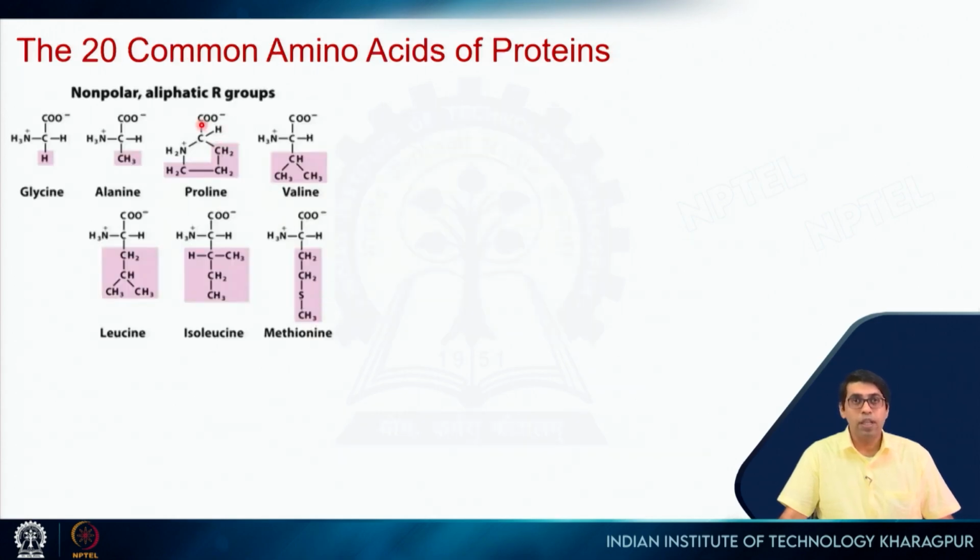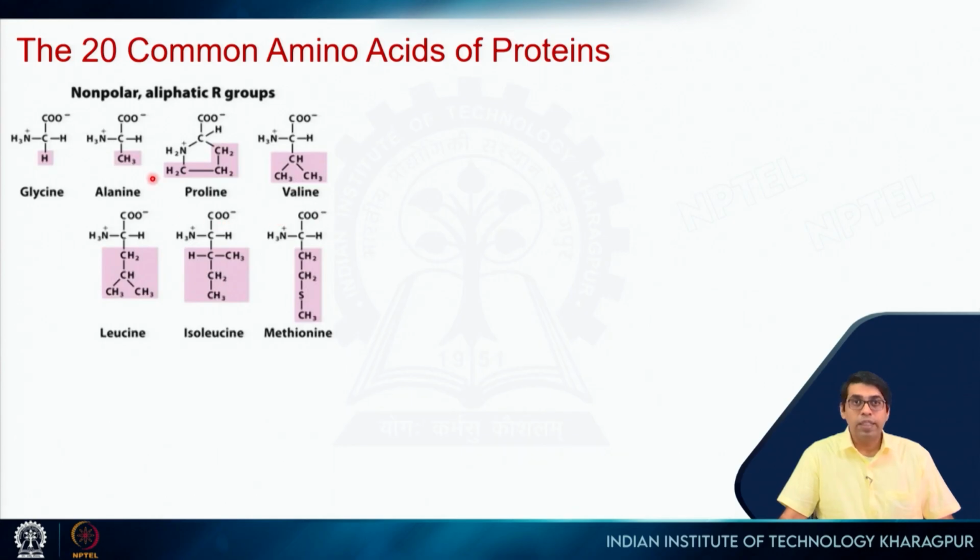So as I said, there are 20 common amino acids of proteins, and they can be grouped into different groups depending on the nature of the side chain. The simplest amino acid is glycine. In glycine, the R is hydrogen. All the R side chains are highlighted here in pink or purple. Since R is hydrogen, glycine has 2 hydrogens, so it is the only amino acid which is not chiral.